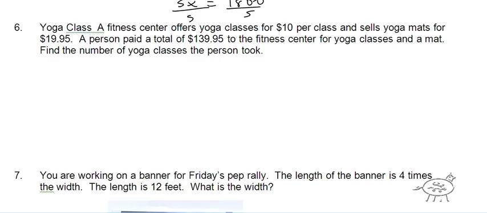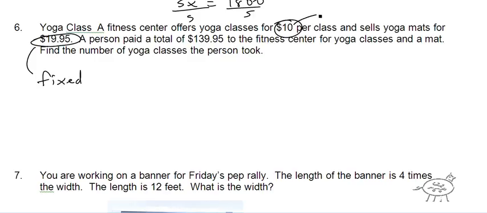Okay, number 6. Yoga class. A Fitness Center offers a yoga class for $10 per class and sells yoga mats for $19.95. A person paid a total of $139.95 to the fitness center for yoga classes and a mat. Find the number of yoga classes the person took. Okay, so this, first of all, the $19.95 right here, that's a fixed cost because you're paying one price for the mat. You're not buying the mat every time you go there, so it's fixed.